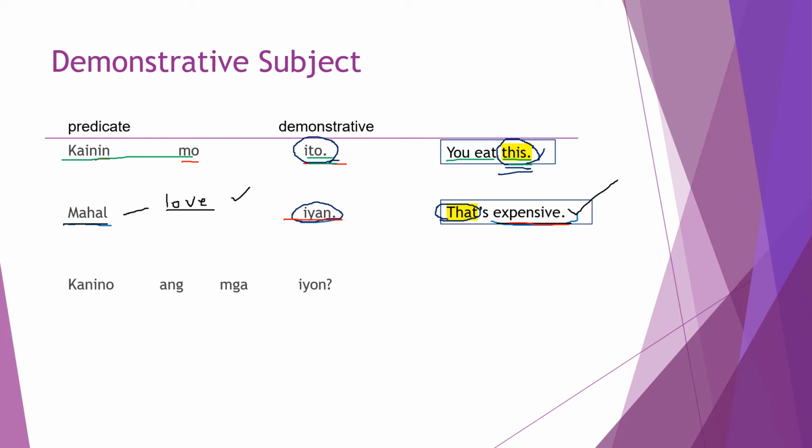Okay? The next example is kanino ang mga iyon? Kanino ang mga? It's like ma and nga. This is the pronunciation. Ma, nga. Iyon. Kanino ang mga iyon? In English, it means to whom are those? In this sentence, the demonstrative subject is iyon, and that's those.